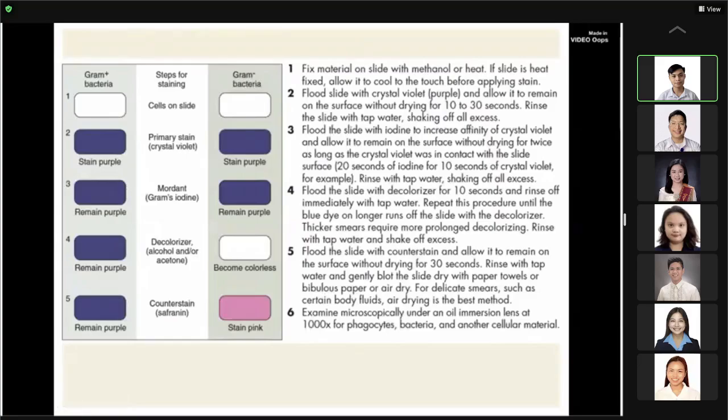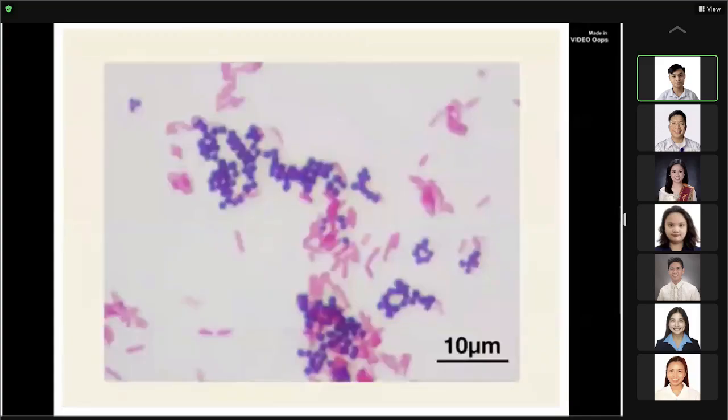Then with the use of counterstain, we will flood the smear with a counterstain. The counterstain here is safranin. We allow it to remain on the surface without drying for about 30 seconds. Then we rinse with tap water. This is what we should see. Gram-positive organisms, deep blue or purple. Gram-negative organisms here, pink to red.